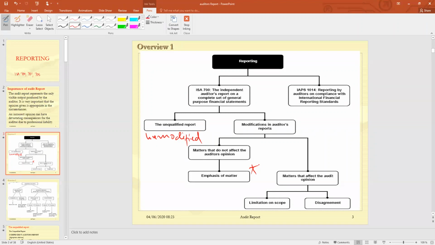An emphasis of matter paragraph per se does not modify the auditor's report. It is meant just to draw the attention of the users to a certain matter where the auditor thinks it is important for the users to become aware of it.